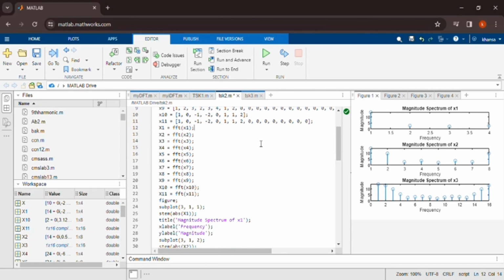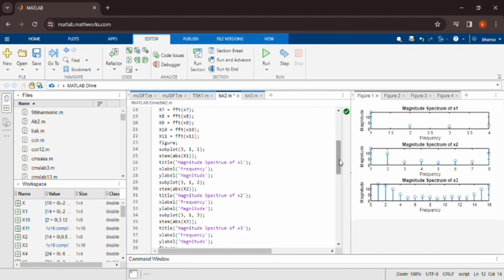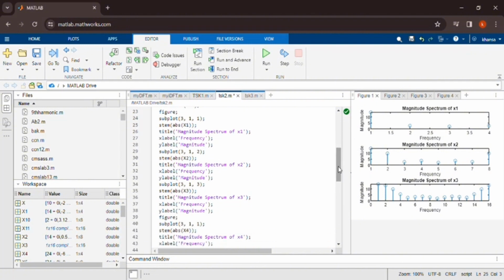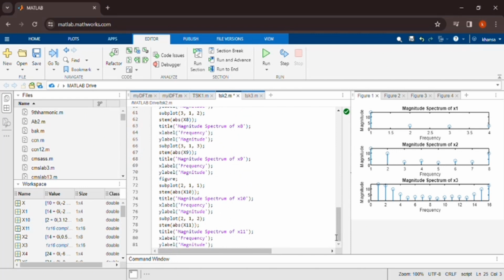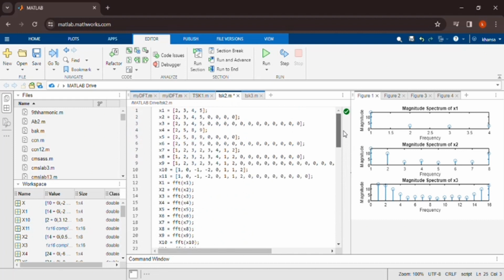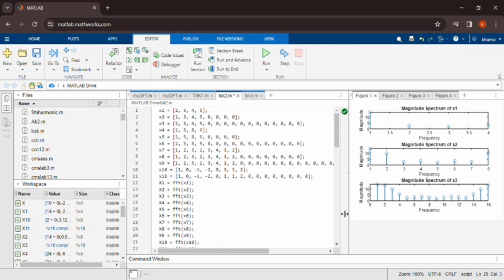So these are the commands for the signal that we have used. FFT. Here we have used the command FFT in MATLAB. Whenever we have to find the Fourier transform, we will use this command. After that, we will have the Fourier transform of our original signal. After finding the Fourier transform of our signal, we have to find the magnitude spectrum. So in MATLAB, we have used the commands abs and stem for finding the magnitude.